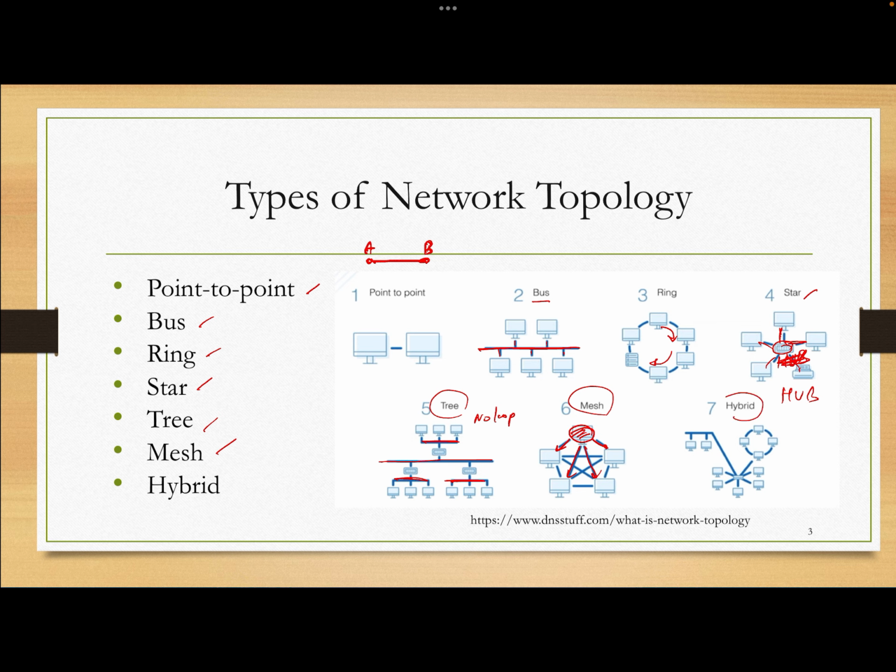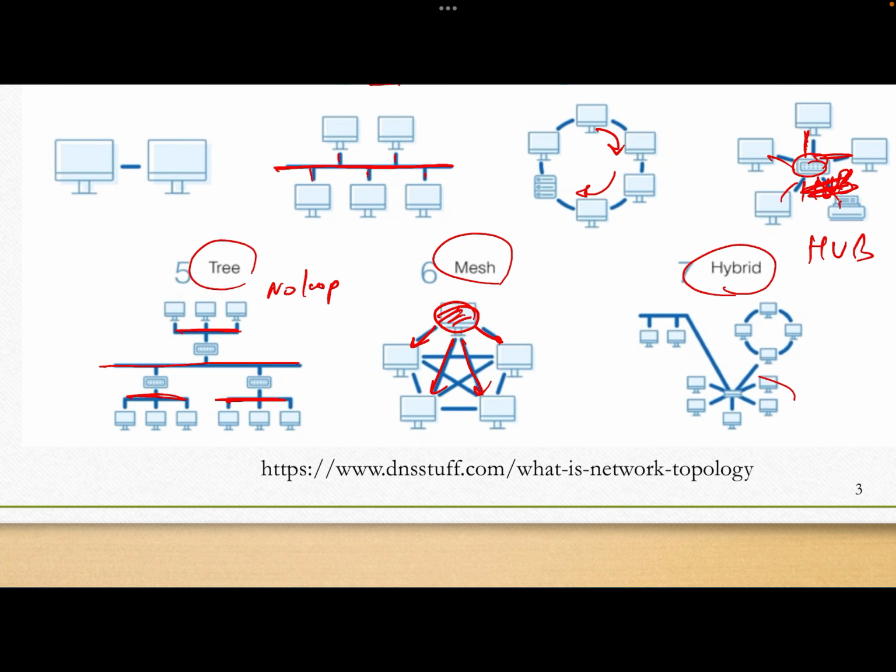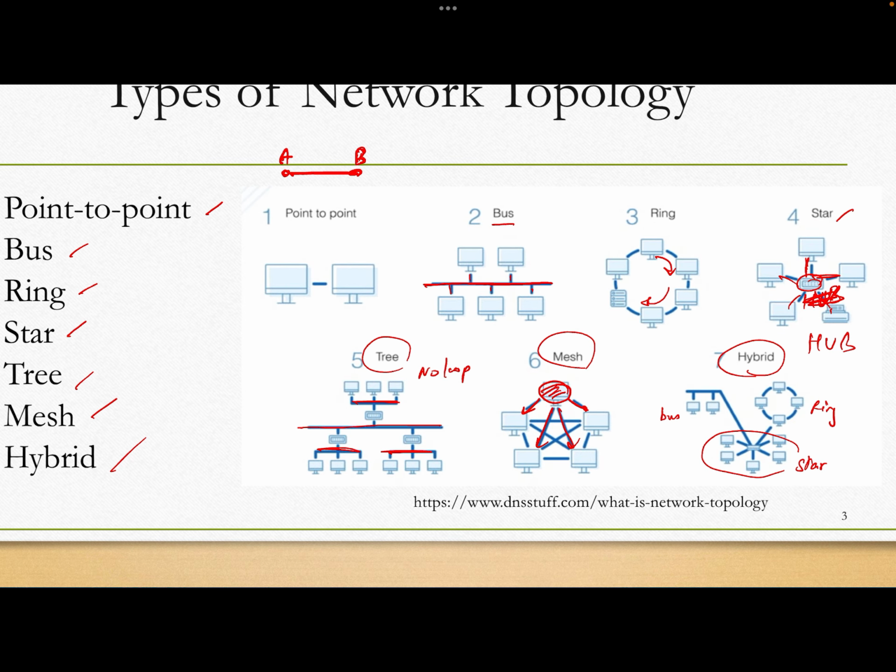Then we have the hybrid. The hybrid is when you combine many types of networks together, like you have a star, and then a ring, and then a bus, and they are connected together. We will see this when we talk about the internet, because internet comes from internetworking, which means that we have many networks with different protocols and different structures connected together.